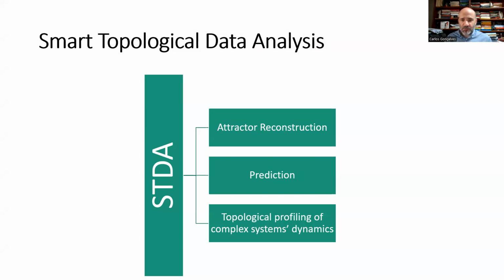So smart topological data analysis can be used for attractor reconstruction, prediction, and also topological profiling of complex systems dynamics. And this is the major power of smart topological data analysis. So it can be used as a new method to find a good embedding in order to reconstruct an attractor, to predict in the case of prediction using AI systems, and also for topological profiling of complex systems dynamics, where different methods of topological data analysis can be used. And we'll be seeing some of them employed here in the case of financial market data.